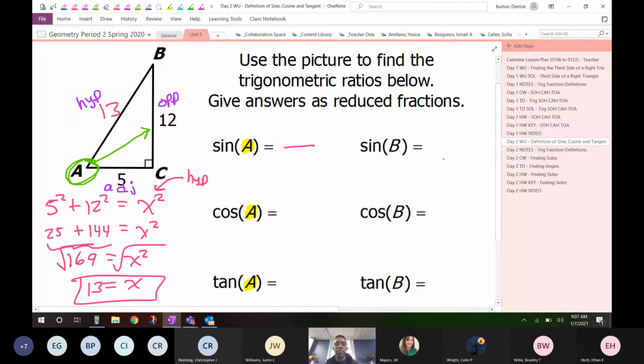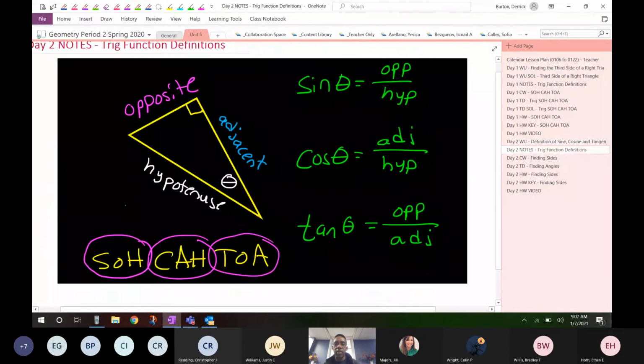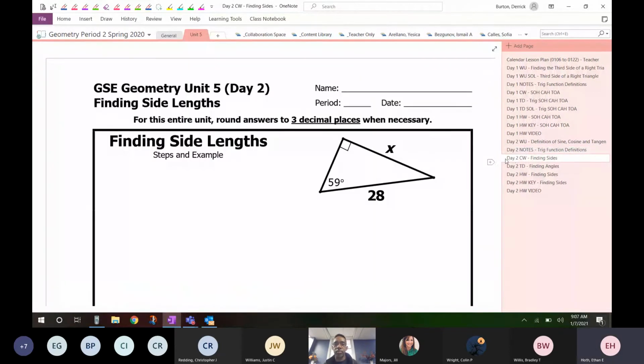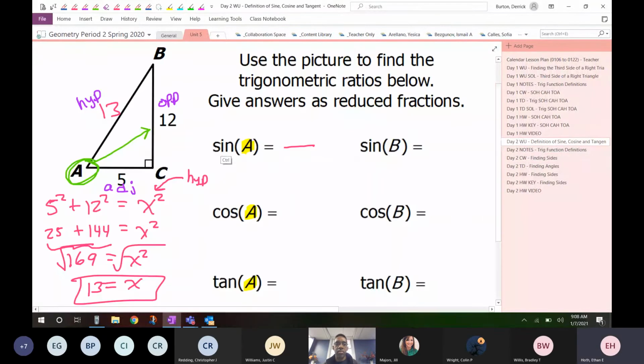So now that we have everything labeled, we can do these trig functions. The sine of an angle is opposite over hypotenuse. So that's going to be 12 over 13.